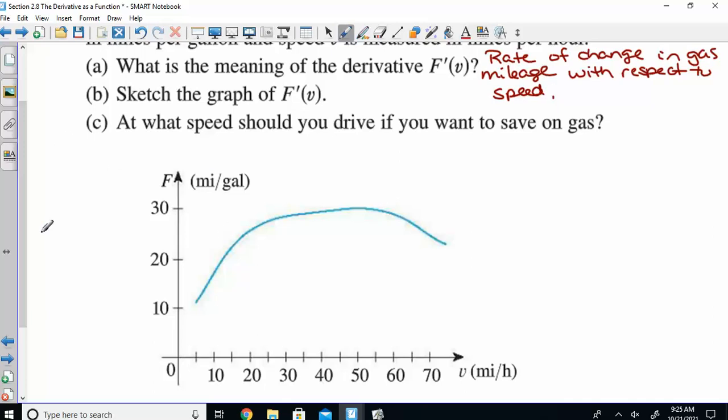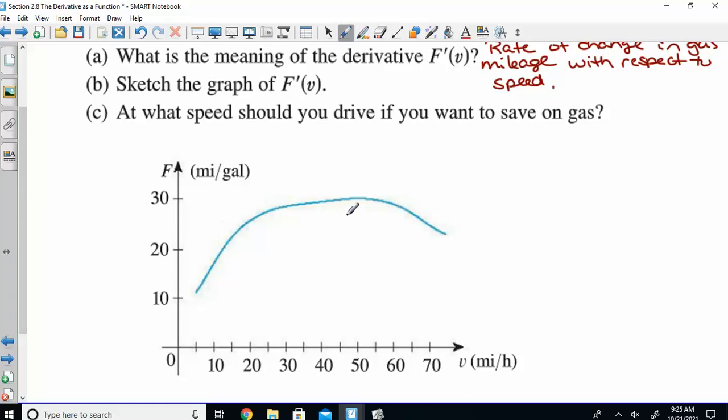All right, sketching the graph. So do we have anywhere where the derivative would be 0 here? Anywhere we would have a horizontal tangent line? Yeah, probably roughly 60. Okay, I don't know, it's kind of in the 50 to 60 ballpark. Maybe I'm going to call it more 55. We'll meet in the middle.